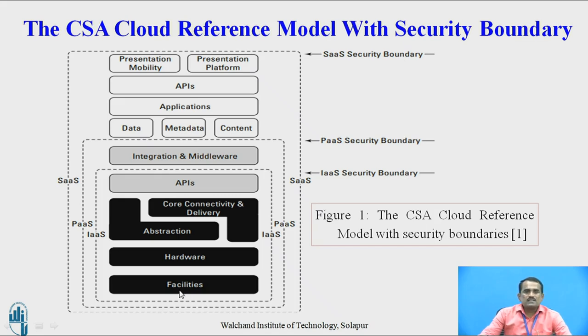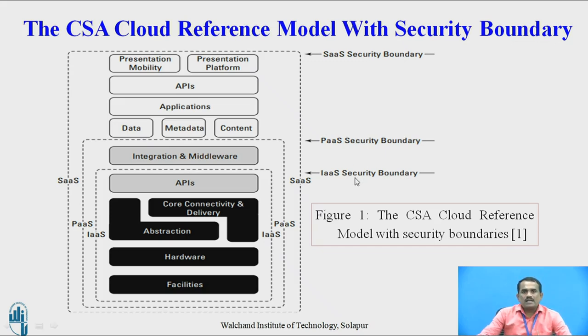In IaaS, facilities, hardware, abstraction, core connectivity and delivery, and APIs are there. These things are provided in IaaS, and plus integration and middleware will be there in PaaS, platform as a service. And SaaS includes all the things belonging to IaaS and then PaaS, then the remaining data, metadata, content, application, APIs, and presentation, mobility and presentation platform will also be there.